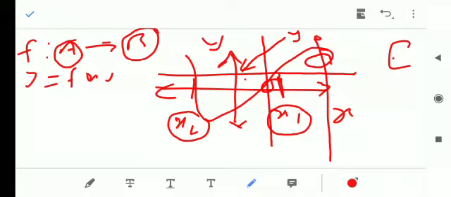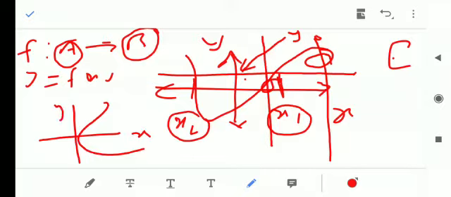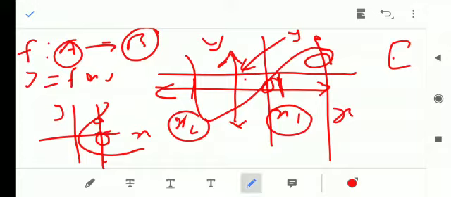Suppose on drawing a line parallel to the y-axis, with this as the graph, the x-axis and the y-axis, it intersects at 2 points. It means for one value of x we are getting two values of y. It means one point in the domain has two images in the codomain, which is not possible in the case of a function. These points must be taken care of.